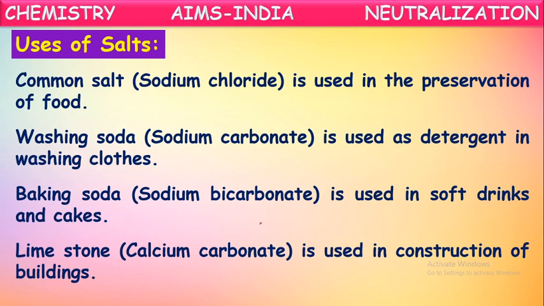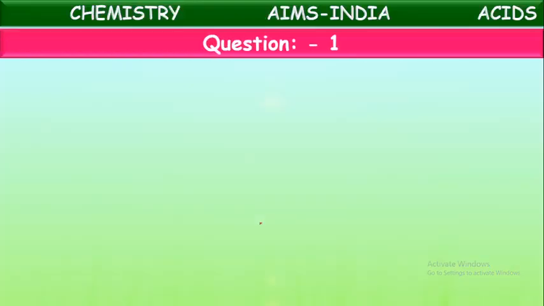Limestone, which is chemically calcium carbonate. It is in the form of stones. It is used in the construction of buildings. Okay, these are the different salts which we use in our daily life. So this we can say as uses of salts. Okay, children. Now let us see the assessment.